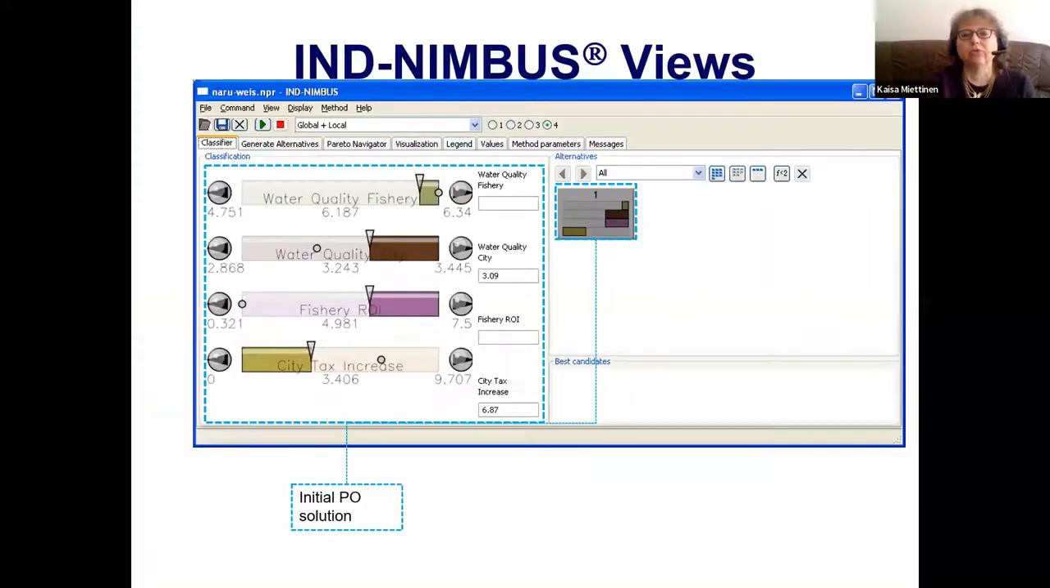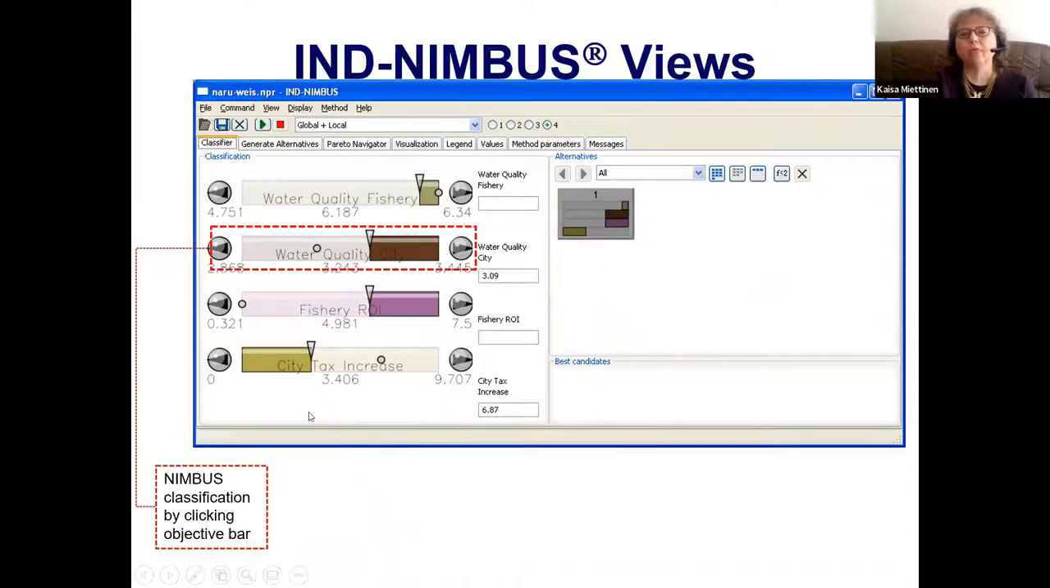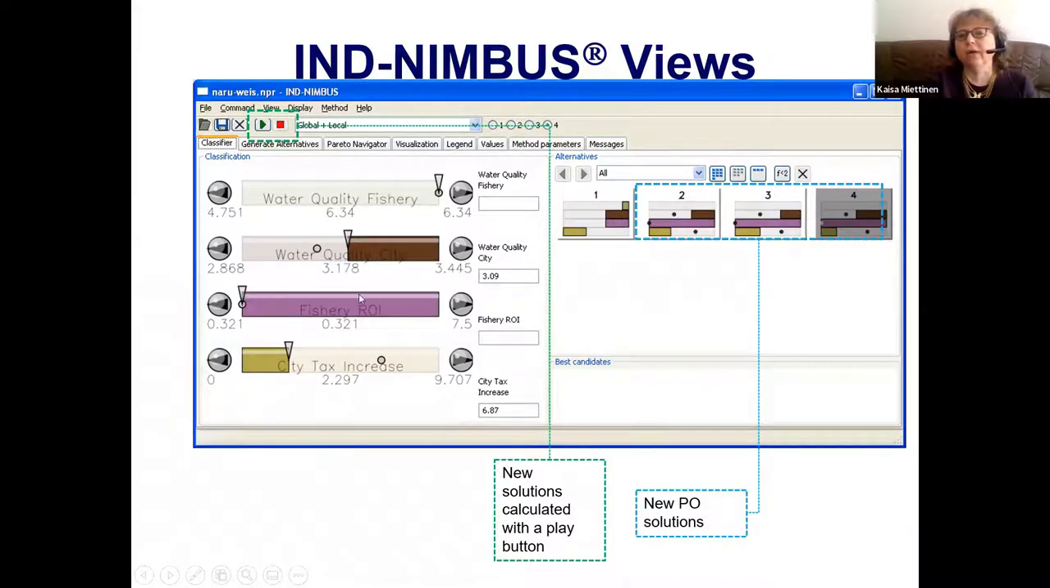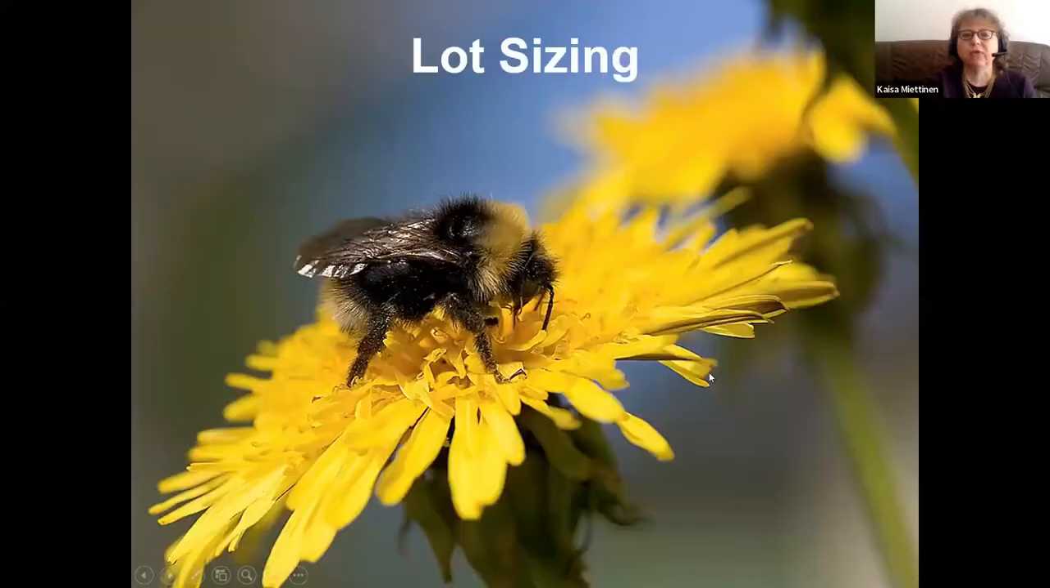And here is a screenshot. So here we have a problem with four objective functions. The bar shows the current value, and by clicking with the mouse, one can provide the classification and get new solutions and select some of those as the new starting point. There are also some visualizations available to support.